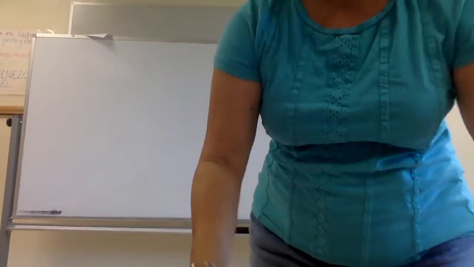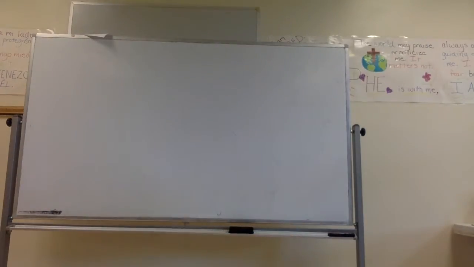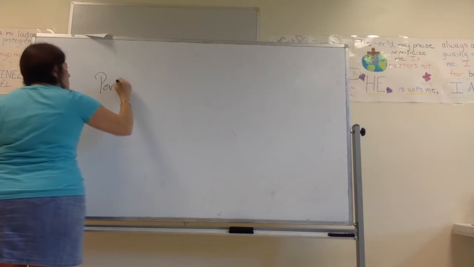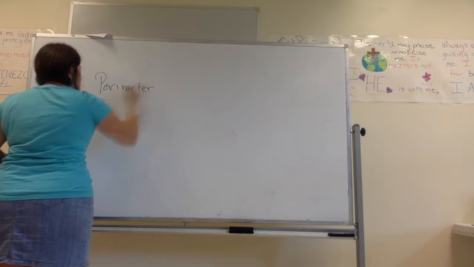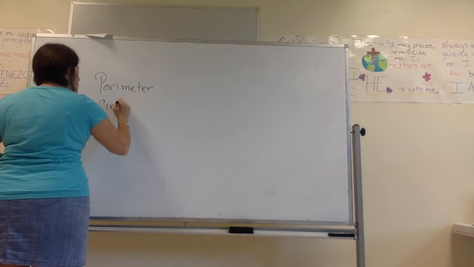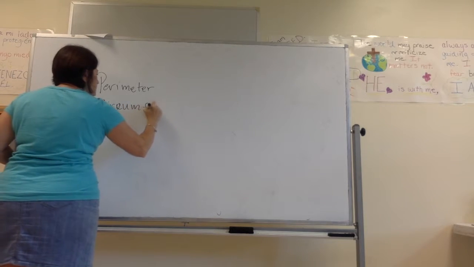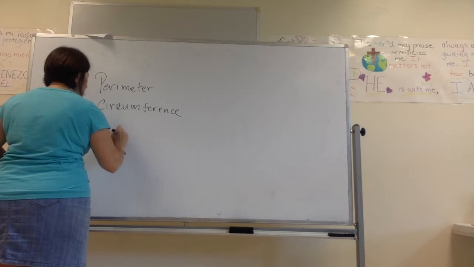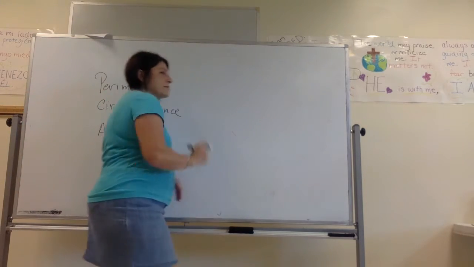All right, so we're picking up with 1.7, and we're going to talk about this introduction to perimeter, circumference, and area. Perimeter. Should we write this down? Yeah, just in your notes. Circumference and area. All right.